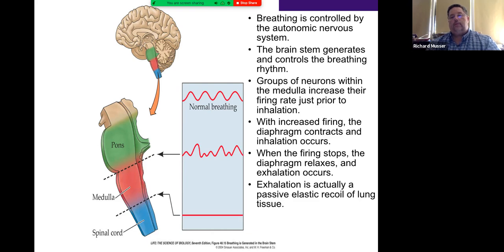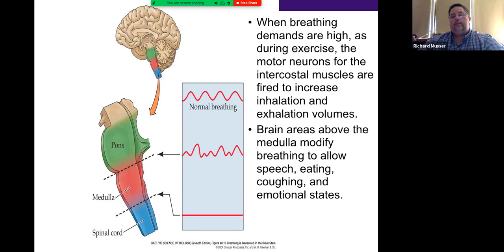So groups of neurons within the medulla increase their firing rate just prior to inhalation. So the medulla is very important for maintaining normal breathing rate. With increased firing, the diaphragm contracts and inhalation occurs. When the firing stops, the diaphragm relaxes and exhalation occurs. Exhalation is actually passive, so your lungs are basically just passive. They're elastic recoils that move back and forth.